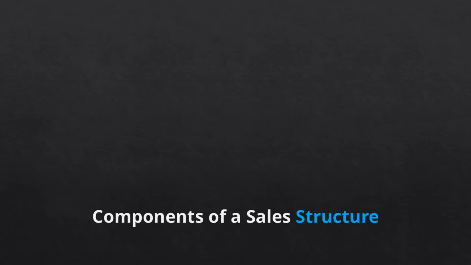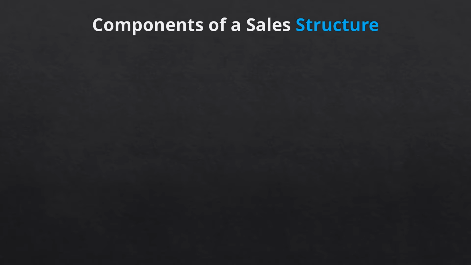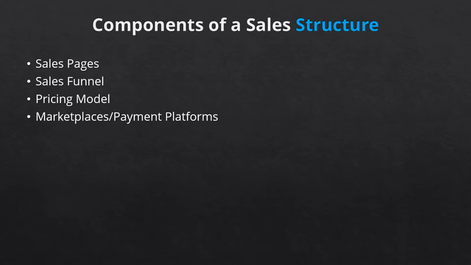Before you start recruiting JVs and sending traffic to a hard launch, you'll need your actual launch structure in place. Your launch structure includes your sales pages, your sales funnel, your pricing model, as well as the marketplace or payment platform you'll use. Your launch structure also includes the back-end infrastructure you'll need for delivering your products to buyers and your initial interactions with them after they purchase.